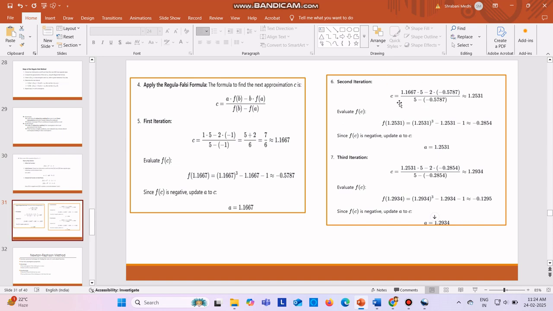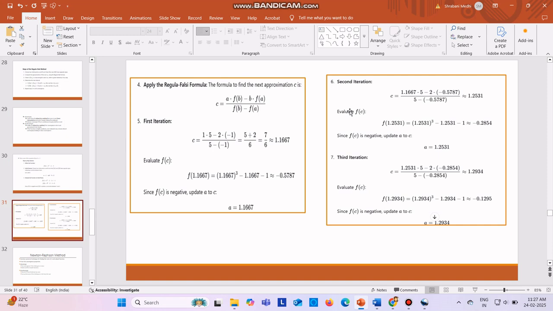Again we go for the second iteration, and we check the value of f(c) again. Until the value of f(c) becomes less than the tolerance value, we will keep going through the iterations. How many iterations will we go? We can give the number of iterations that we want to do.